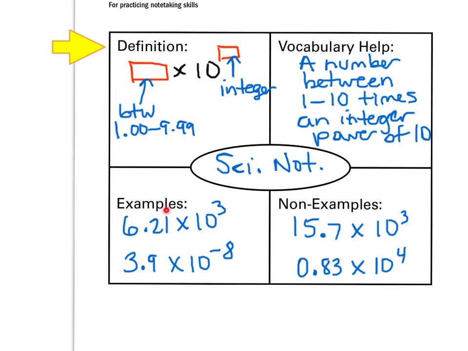These are some examples, like 6.21 times 10 to the 3rd power. That would be an example. 3.9 times 10 to the negative 8th power. Those would be great examples of scientific notation.